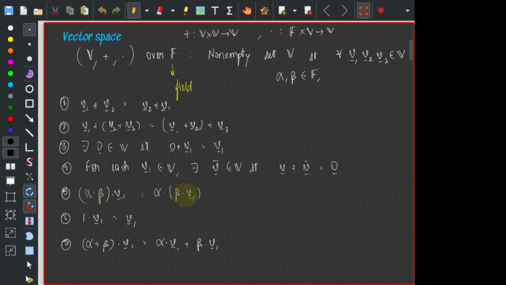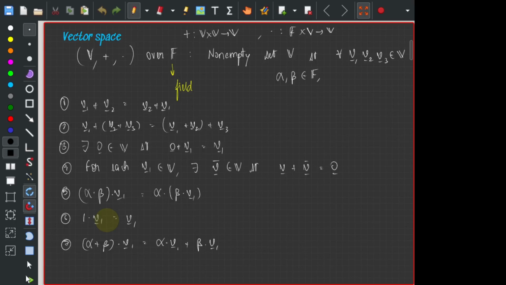And scalar multiplication is associative in the sense that if I multiply a vector by a product of two scalars, then it's the same as first multiplying one of the scalars with the vector and then multiplying the other later. So in other words, the order in which you multiply doesn't really matter. Another property is that multiplying by 1, the scalar multiplicative identity, does not change the vector.